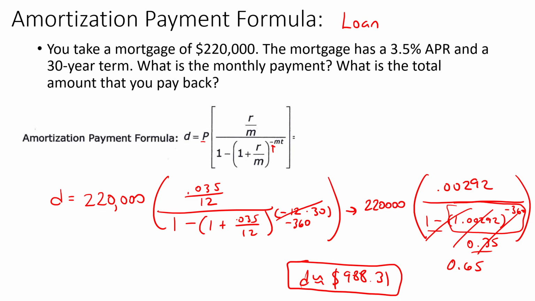And it makes sense that it is a smaller number because it is a monthly payment. If you got an answer in the billions or the millions, nobody could ever afford a house. It wouldn't make any sense.